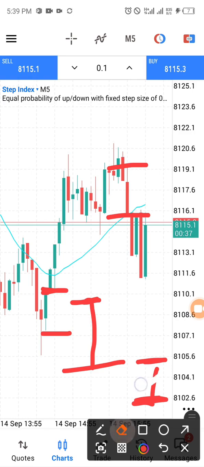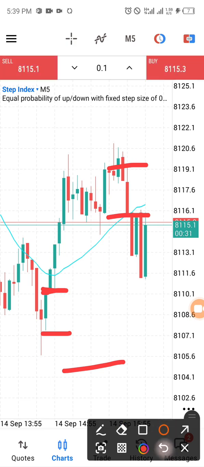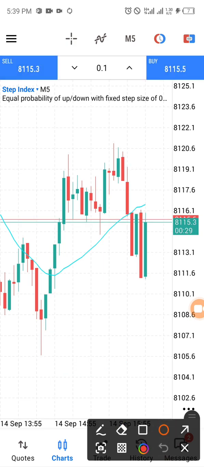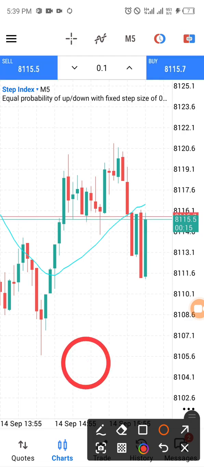I don't know if that is clear. Okay, let me clean all this. Okay, so that's exactly how to know. A red candle will close below its open, and a green candle will close above its open.